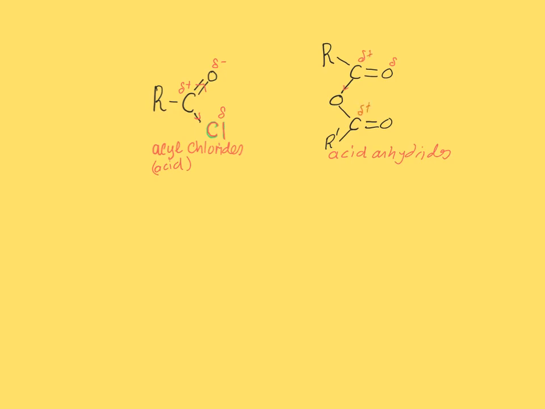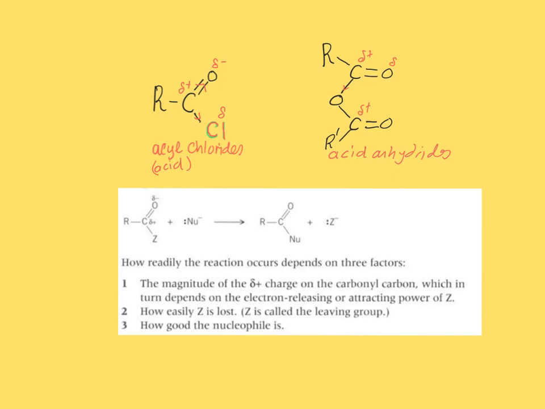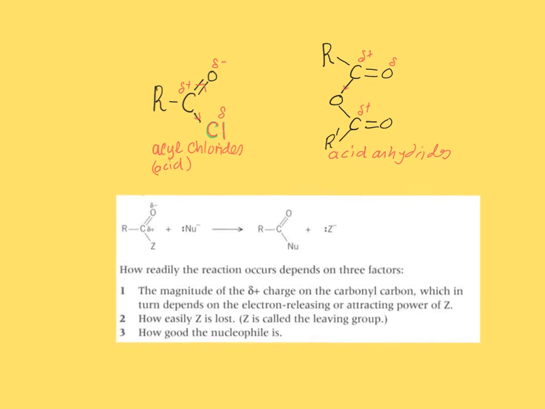In the case of acid chlorides, Z is equal to a chlorine atom, and in the case of acid anhydrides, Z is equal to the OC=O R' group, and these are known as leaving groups. Now, obviously because the carbon is electron deficient, it's going to be attacked by nucleophiles, and the nucleophiles will attack the electron deficient carbon and the Z group leaves.